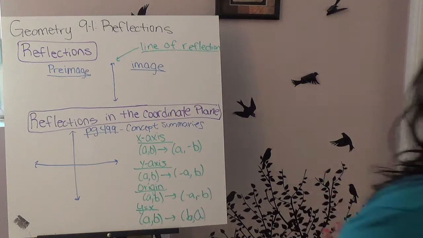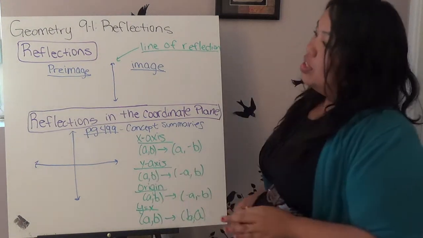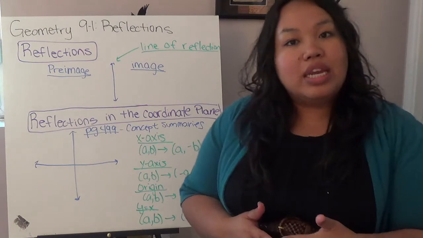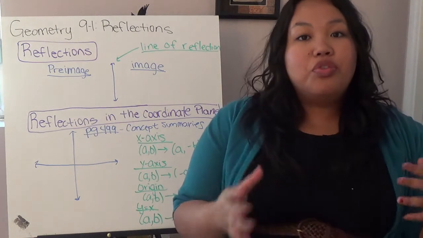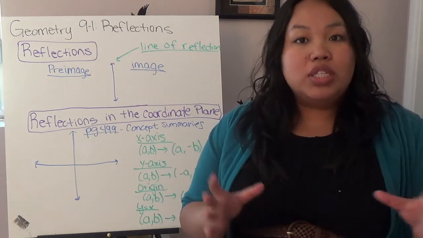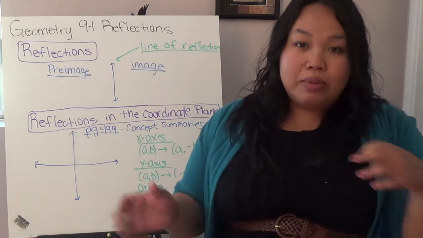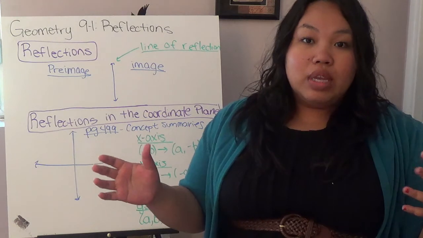In Geometry Section 9.1, we're dealing with reflections. So basically all of Chapter 9 is something called transformations, and it's when you move an object from one place to another without changing its dimensions.